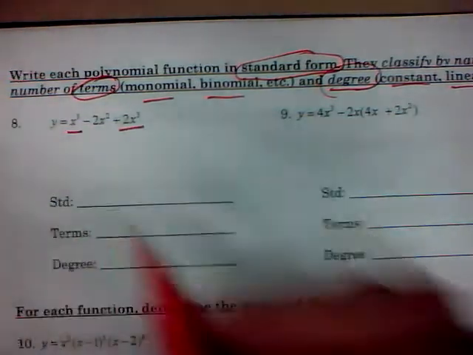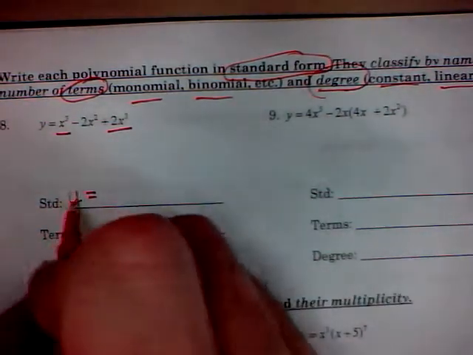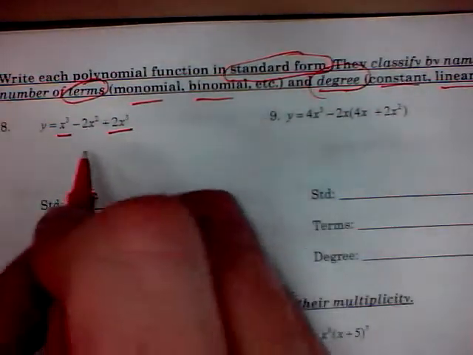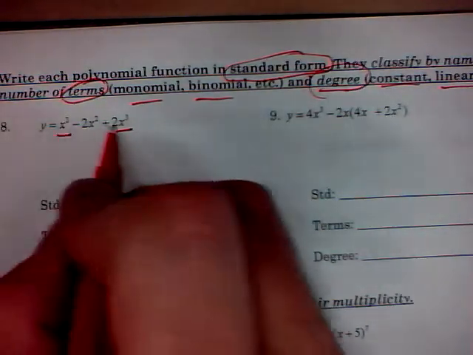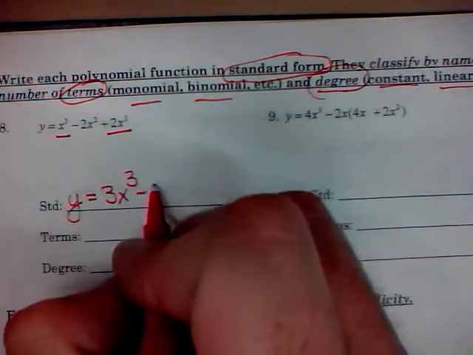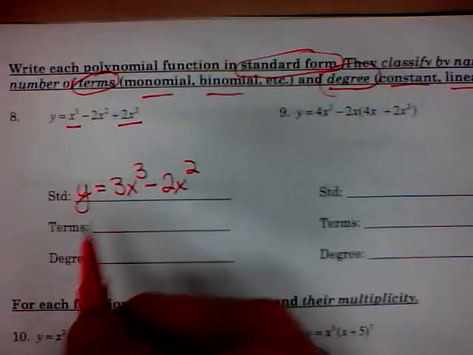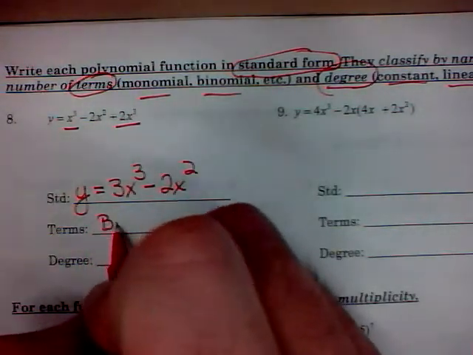We have a cube here and a cube there. So for standard form, y equals, and make sure you put your y equals here. You have 1 and 2, which is 3x cubed, and then you have a minus 2x squared. So from that number of terms, looks like there's 2 terms. So 2 terms, that would be a binomial.